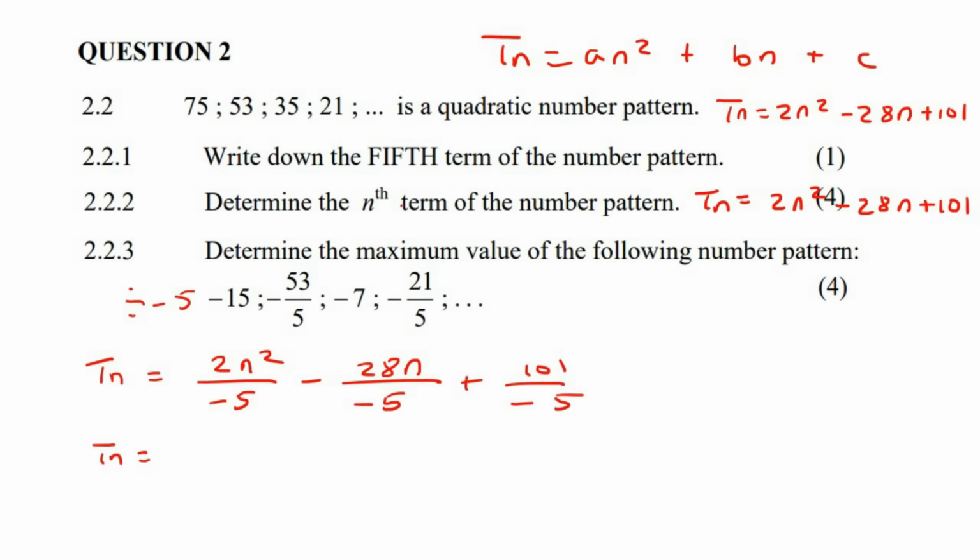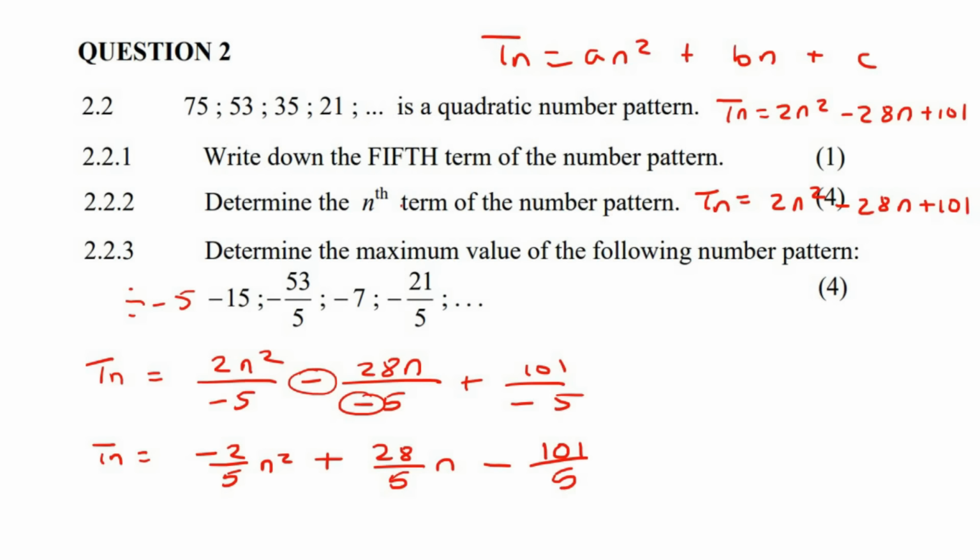So we can then simplify to become minus 2 over 5 n squared. This negative and this negative will become a positive, like that. And then this positive and this negative is a negative. So that would be negative 101 over 5.